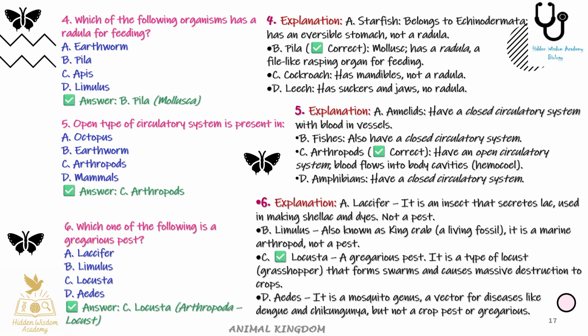Question 5. Open type of circulatory system is present in. Option A, octopus. Option B, earthworm. Option C, arthropods. Option D, mammals.